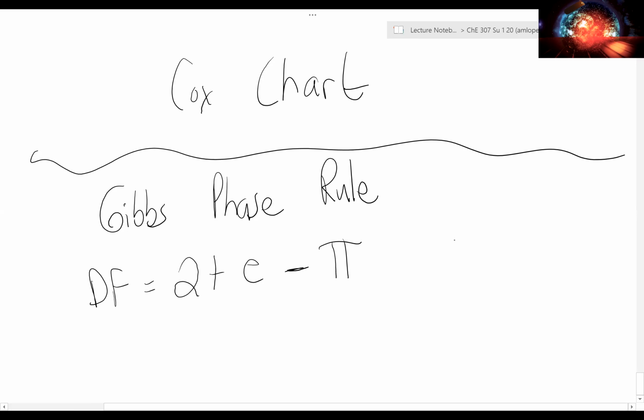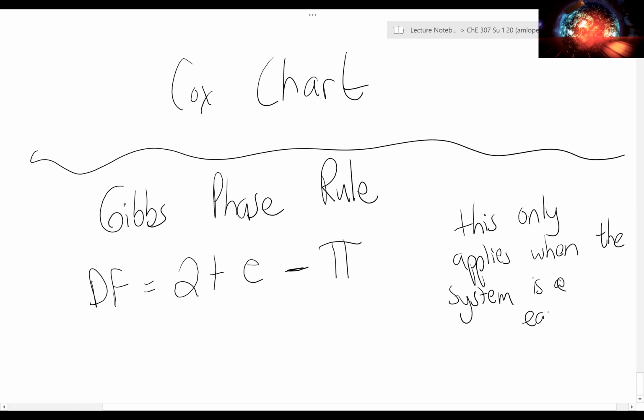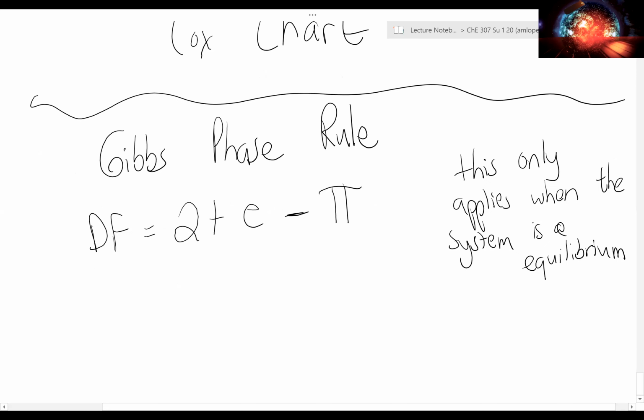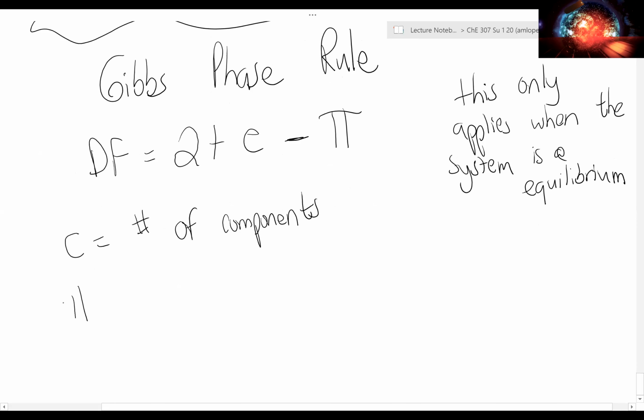And it's important to note this only applies when the system is at equilibrium. Like I said, C is the number of components or species. Pi is the number of phases.